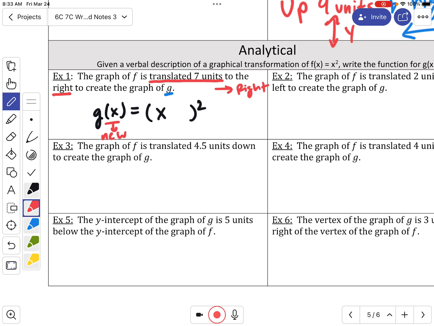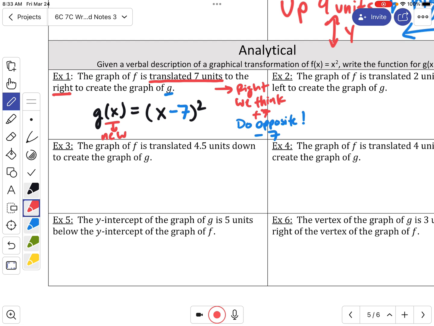Now, intuitively speaking, if I said move to the right, do you think that's a +7 or -7? Just intuitively, you would probably think +7. I would too. But with moving to the left and right, we have to think opposite sign. So even though we think +7, do the opposite. And do -7. So that is what goes into our new function.